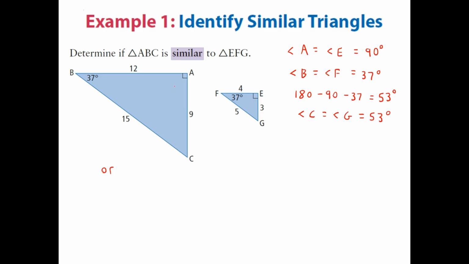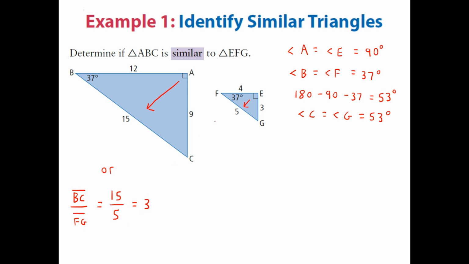Because across from the right angle is always the longest side, I'm going to use those as my corresponding side first. So I'm going to say that BC is equal to the side of FG here. Now I'm going to find the scale factor. I'm going to use the bigger number first, and divide it by the smaller number. So BC divided by FG, the length of BC divided by the length of FG, is going to be equal to 15 over 5, which should be 3.